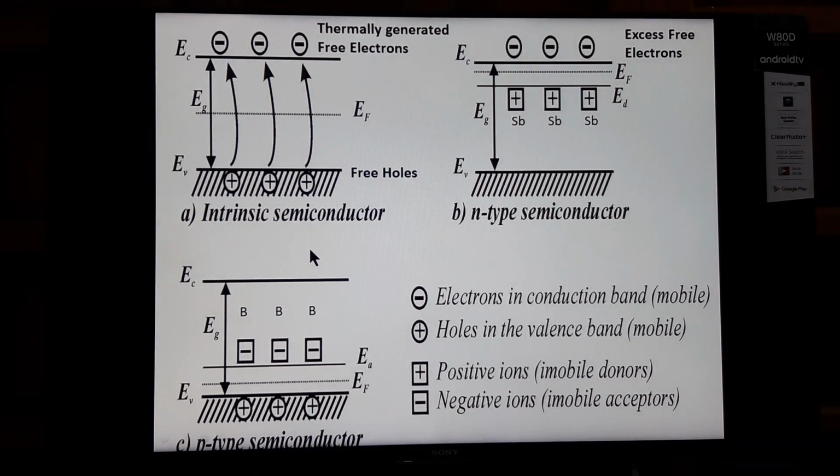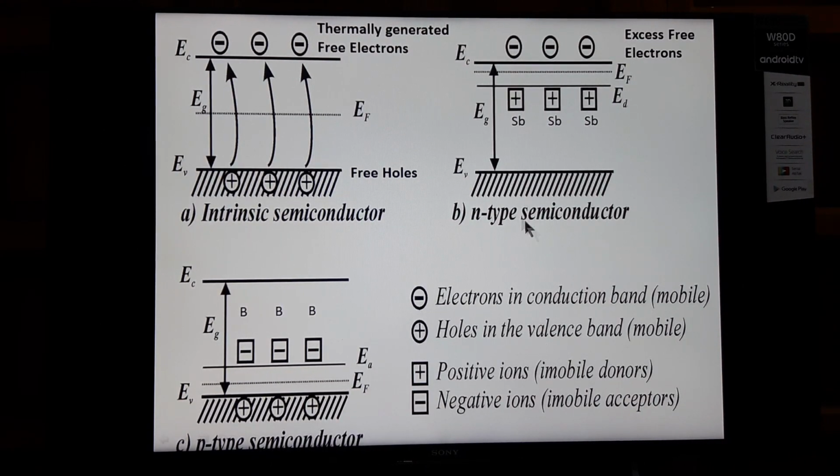Now, in figure A, for the intrinsic semiconductor, we note that the total number of holes and the total number of free electrons in the conduction band are the same, and this electron-hole pair is basically generated with some external heat energy, and they are termed thermally generated free electrons. Because of the same number of free electrons and holes in this type of semiconductor, we get the hypothetical Fermi energy level just at the middle of the band gap.